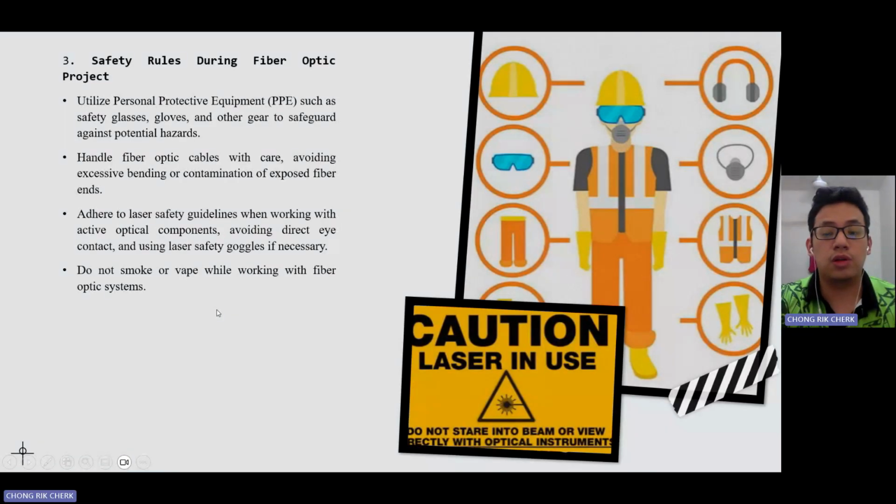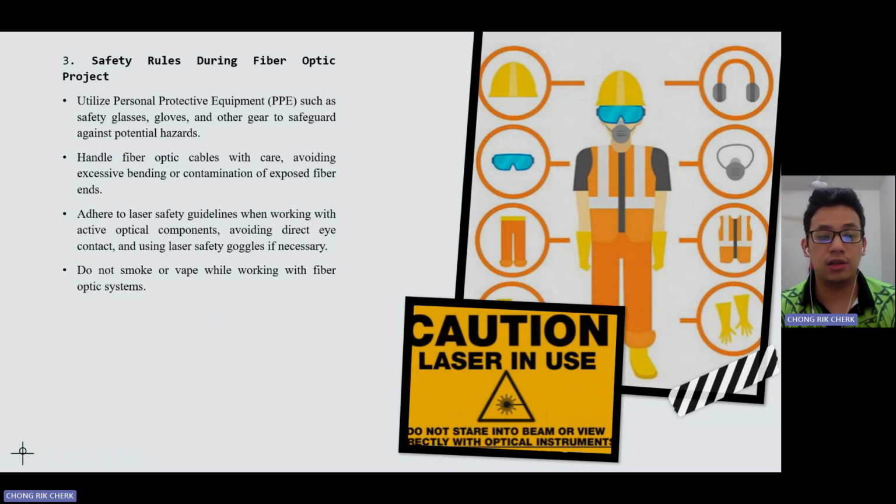And here is the last of the methodology, which is safety rules during fiber optic work. Like most projects out there, we should use PPE, or personal protective equipment, such as safety gloves, safety glasses, and other gear to safeguard against potential hazards. And also we need to handle fiber optic with care, avoiding excessive bending or contamination of exposed fiber ends, because fiber normally is quite expensive, so we need to save costs.